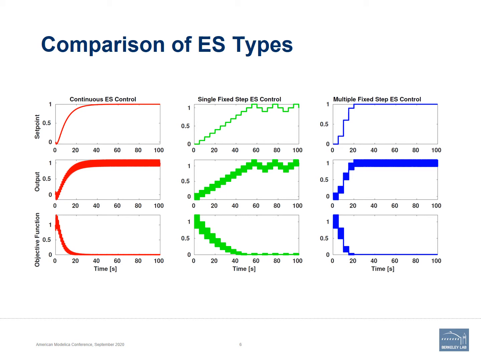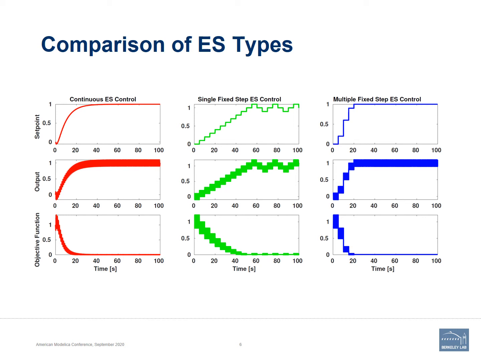of 1. The single fixed step ES controller will always, in this case the step size is 0.1, and it will increase the set point at every iteration by 0.1 until it reaches 1, but then it will overshoot because it will always increase or decrease its output by one set point step. It can't stay on one set point. So once it reaches 1, it will get to 1.1, and then it will go down to 1 again, and then it will go to 0.9.